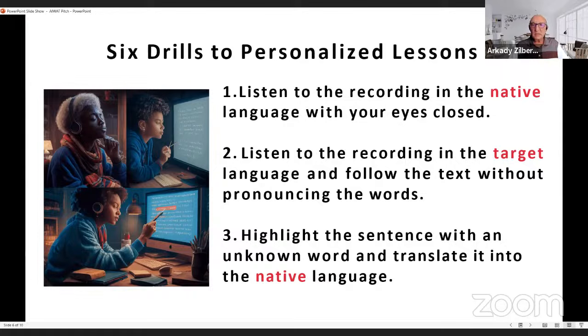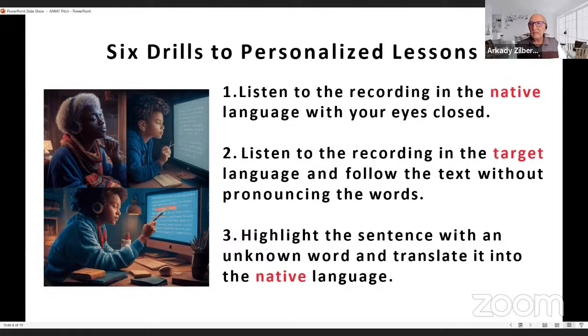Drill 2. Listen to the recording in the target language and follow the text without pronouncing the words. You prepare yourself to understand, and you also check which words you know and which you don't. If you find some words which you don't know, then you go to drill number 3. Highlight the sentence with an unknown word and translate it into the native language.